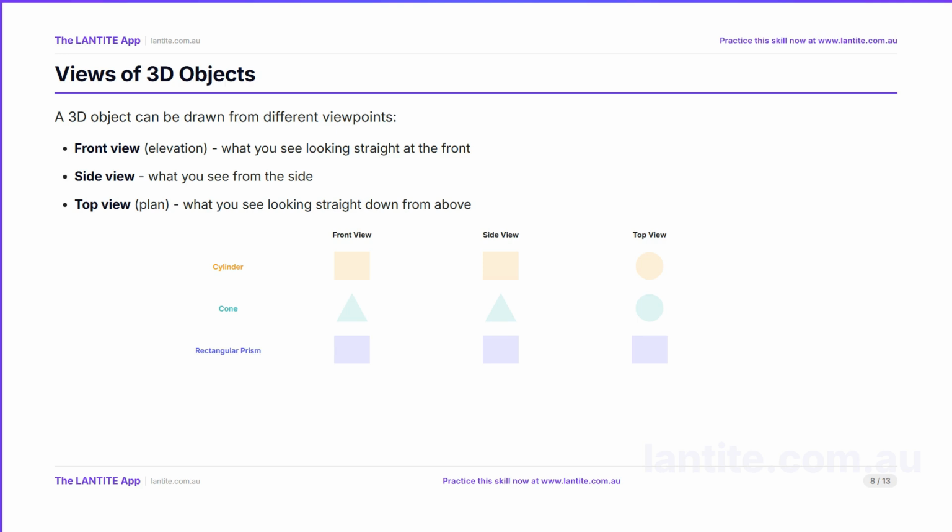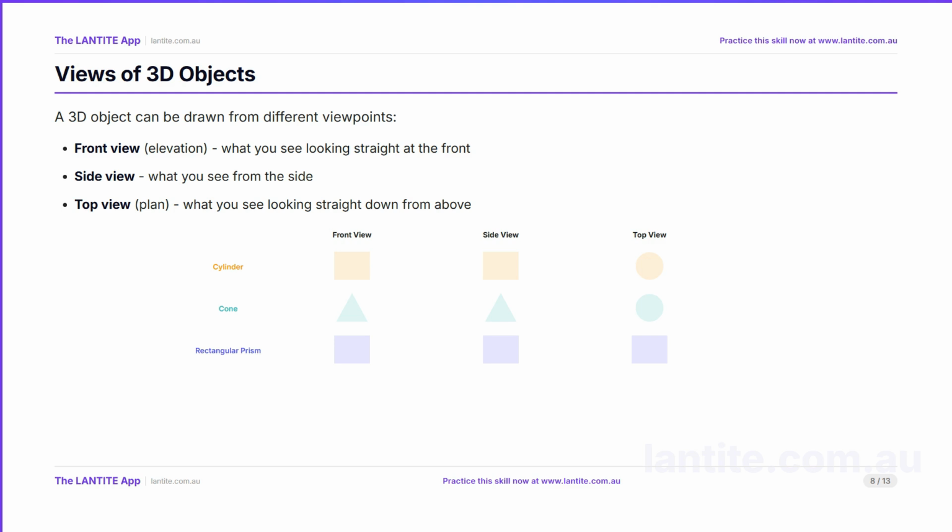On the LANTITE, you may be asked to identify or draw different views of a 3D object. The front view, also called the elevation, is what you see looking straight at the front. The side view is what you see from the side. The top view, also called the plan view, is what you see looking straight down from above.